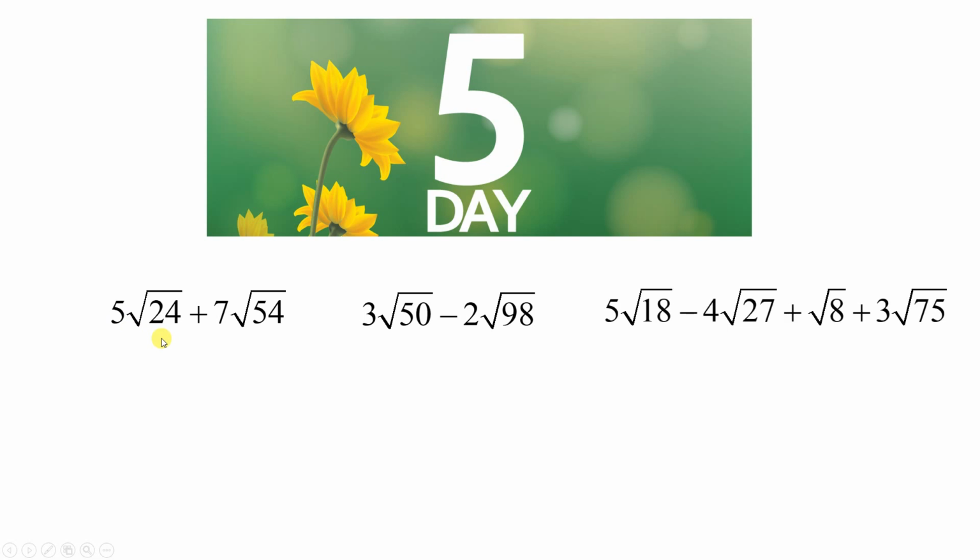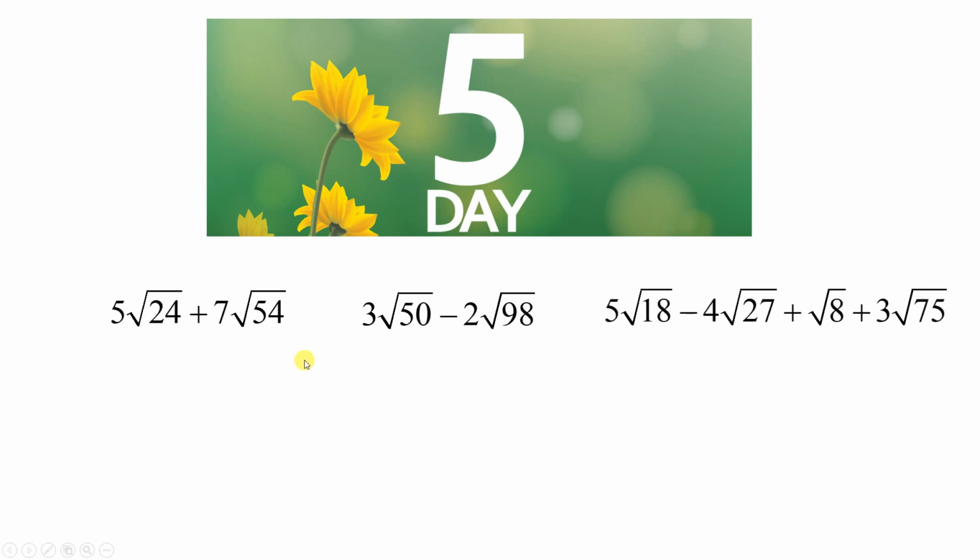Now, moving on to day 5. Day 5 is a continuation of what they learned in day 4. It's nothing really new. It's just going to get a little bit more complicated. Students are going to have to be simplifying the square root numbers and multiplying by the rational multipliers, and then seeing if they have like terms or not.